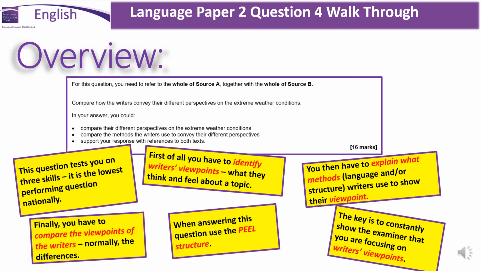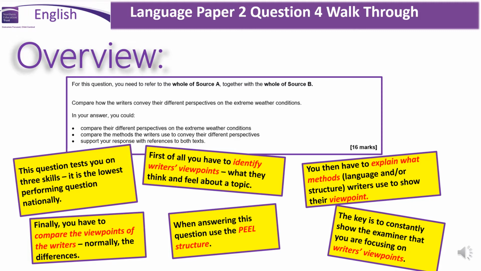So let's start with an overview of paper 2 question 4. So this is what the question will look like. It will direct you to referring to the whole of source A together with the whole of source B. So there are no line restrictions. And your question will always start with compare how the writers convey their different perspectives on the extreme weather conditions. In your answer, you could compare their different perspectives on the extreme weather conditions, compare the methods the writers use to convey their different perspectives, and support your response with references to both texts.